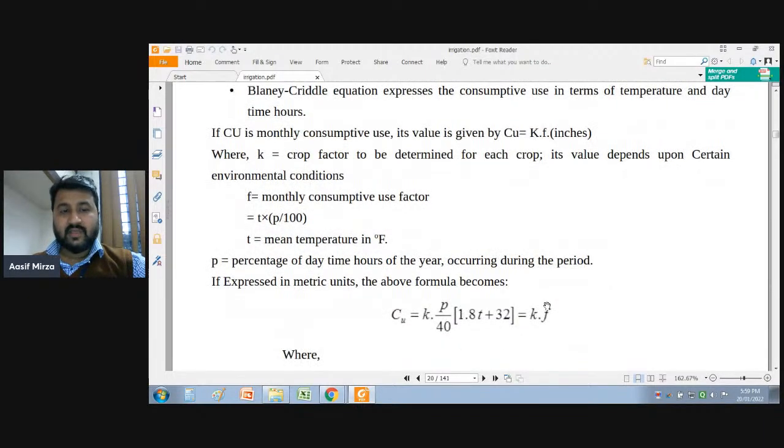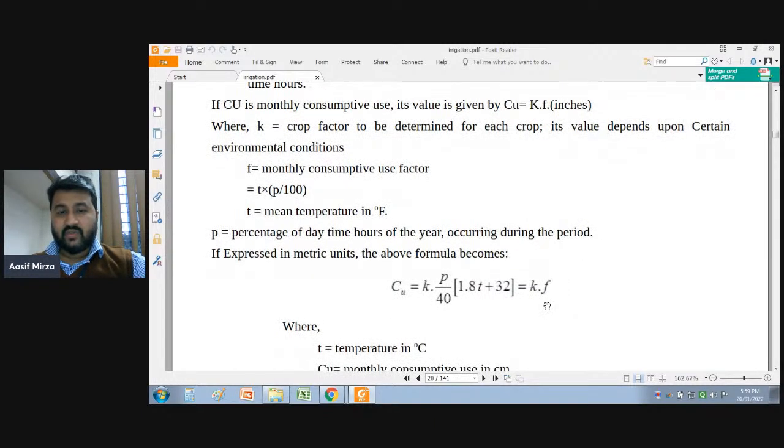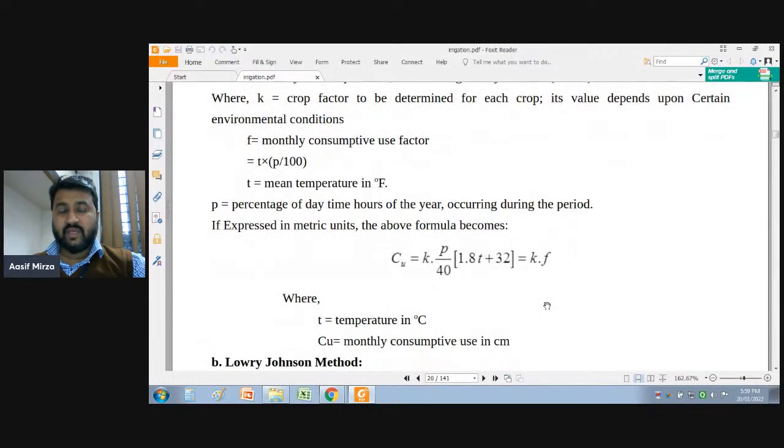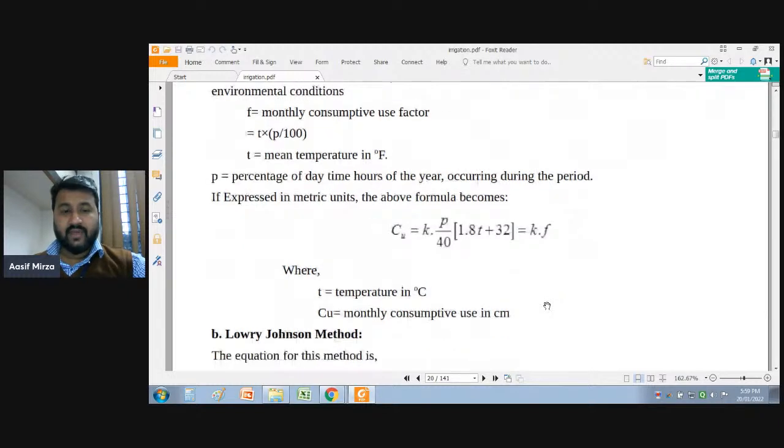If expressed in metric units, the above formula becomes Cu = K × P/40 × (1.8T + 32), that is equal to K × F. So T is the temperature in degrees centigrade and Cu is the monthly consumptive use in centimeters.